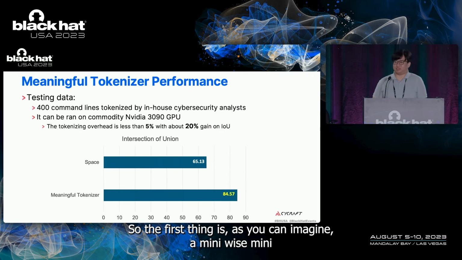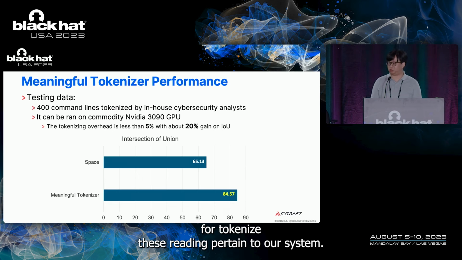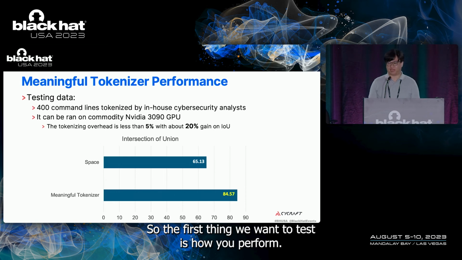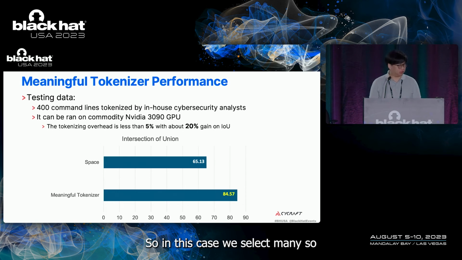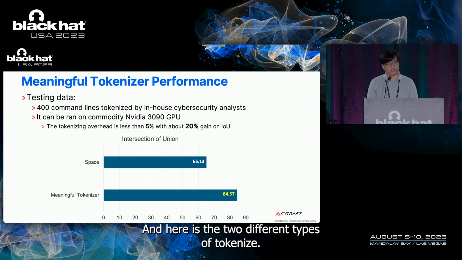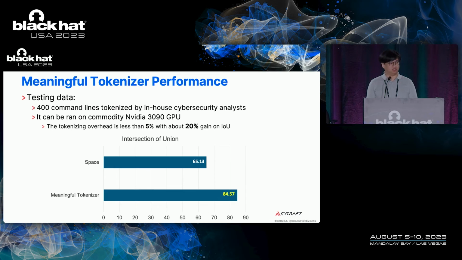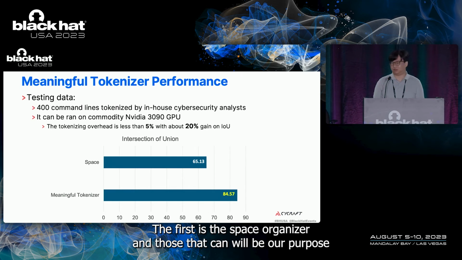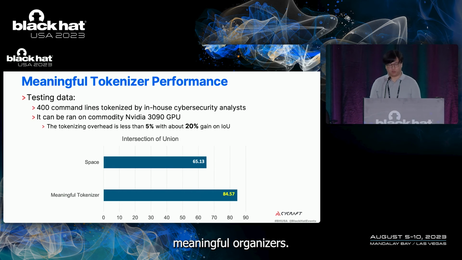As you can imagine, the meaningful tokenizer is really important to our system, so the first thing we want to test is how it performs. In this case, we manually selected 400 different types of command lines and asked our in-house security analysts to tokenize and label them as ground truth. Here are the two different types of tokenizer: the first is the space tokenizer, and the second is our proposed meaningful tokenizer.